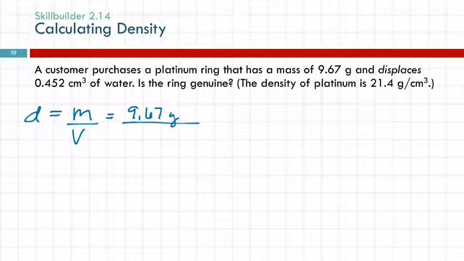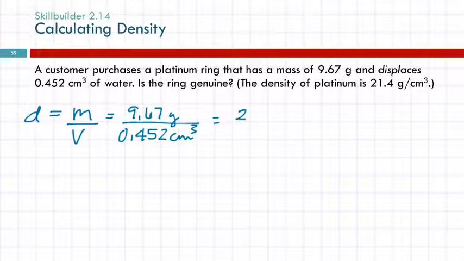If you didn't know what displacement was, because I didn't just explain it to you, or you weren't listening, how could you know that this is the volume? Because this is a unit of volume. A cubic length is a unit of volume. So that's the volume, 0.452. So 9.67 divided by 0.452.